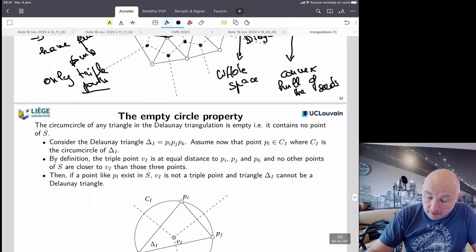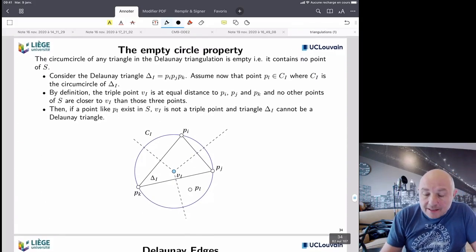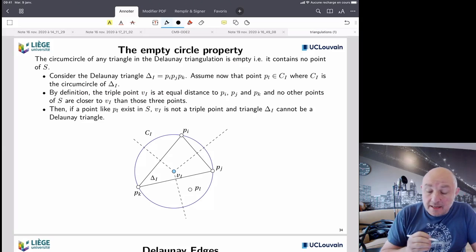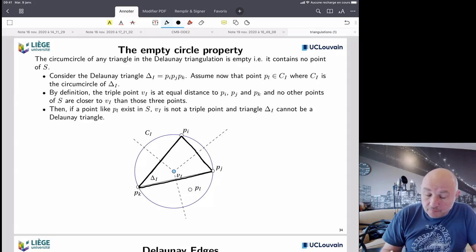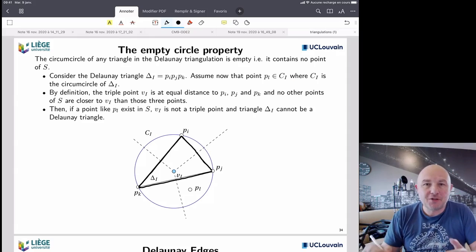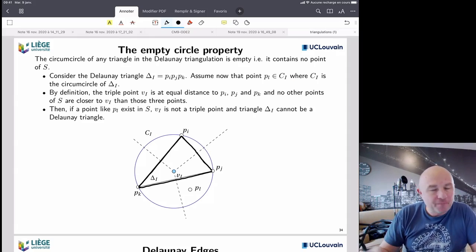First, that's obvious here. You see that any triangle that belongs to a Delaunay triangulation is said to be empty. That's a little bit strange as a word, but we say all triangles are empty. What does it mean? It means that if you take the triangle and you draw its circumcircle, this circumcircle is empty.